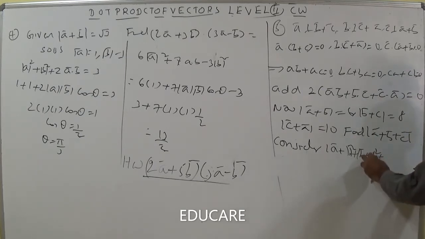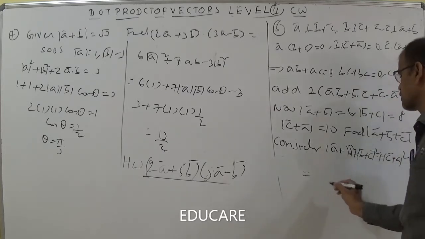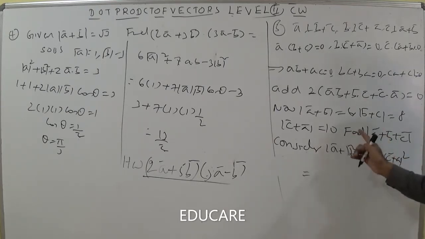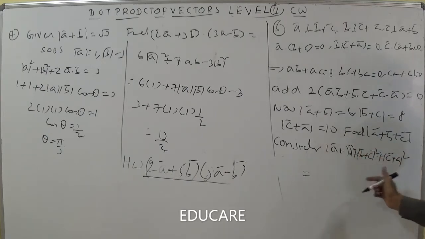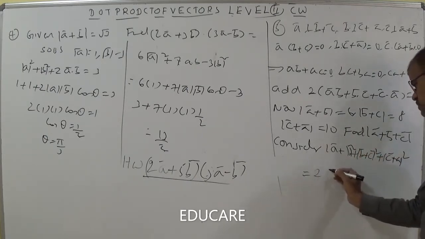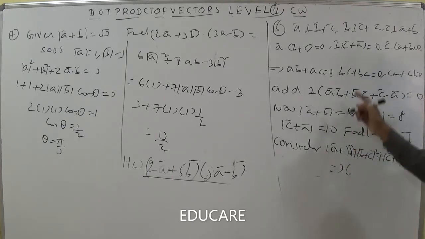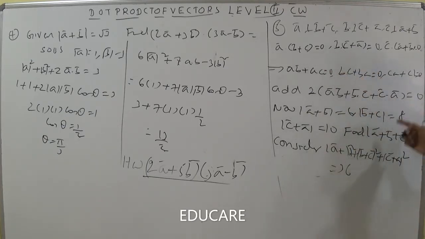(a bar plus b bar) whole square plus (b bar plus c bar) whole square plus (c bar plus a bar) whole square. Now you can write: mod a square plus mod b square plus 2ab, mod b square plus mod c square plus 2bc, mod c square plus mod a square plus 2ca. So mod a square plus mod b square plus mod b square plus mod c square, like that it becomes 2 into, here I am writing, considered here as this whole square, this whole square, this whole square.